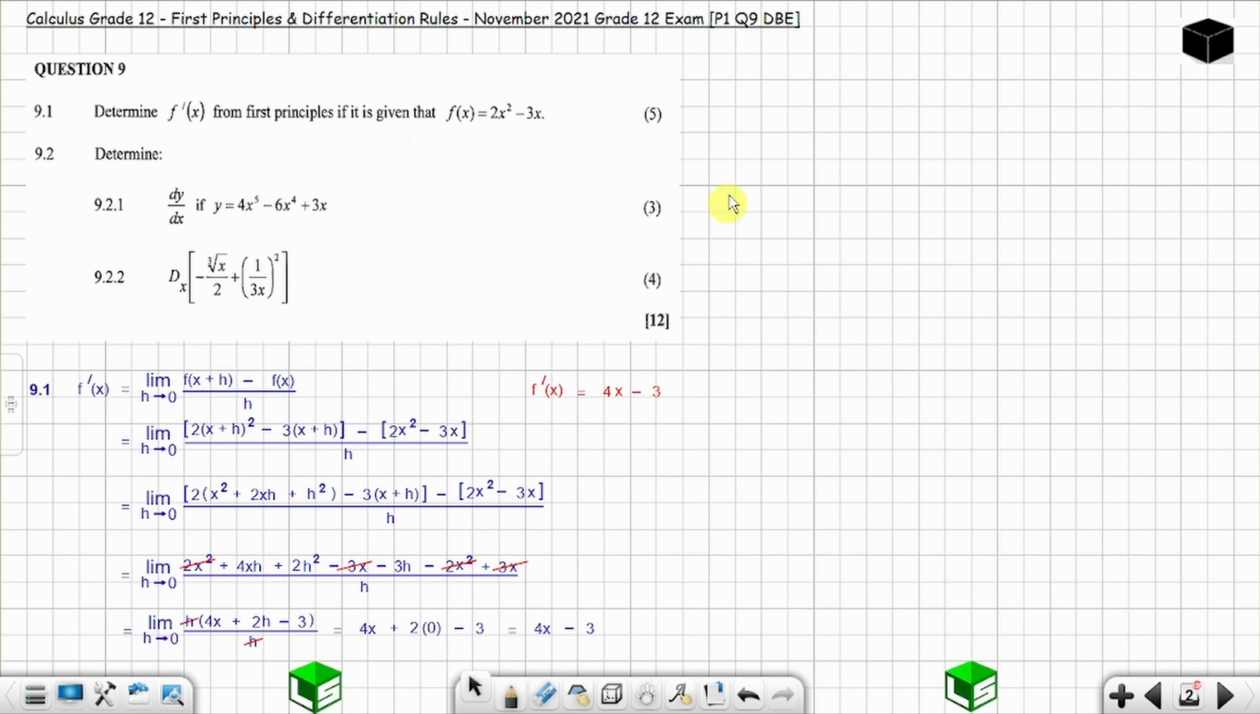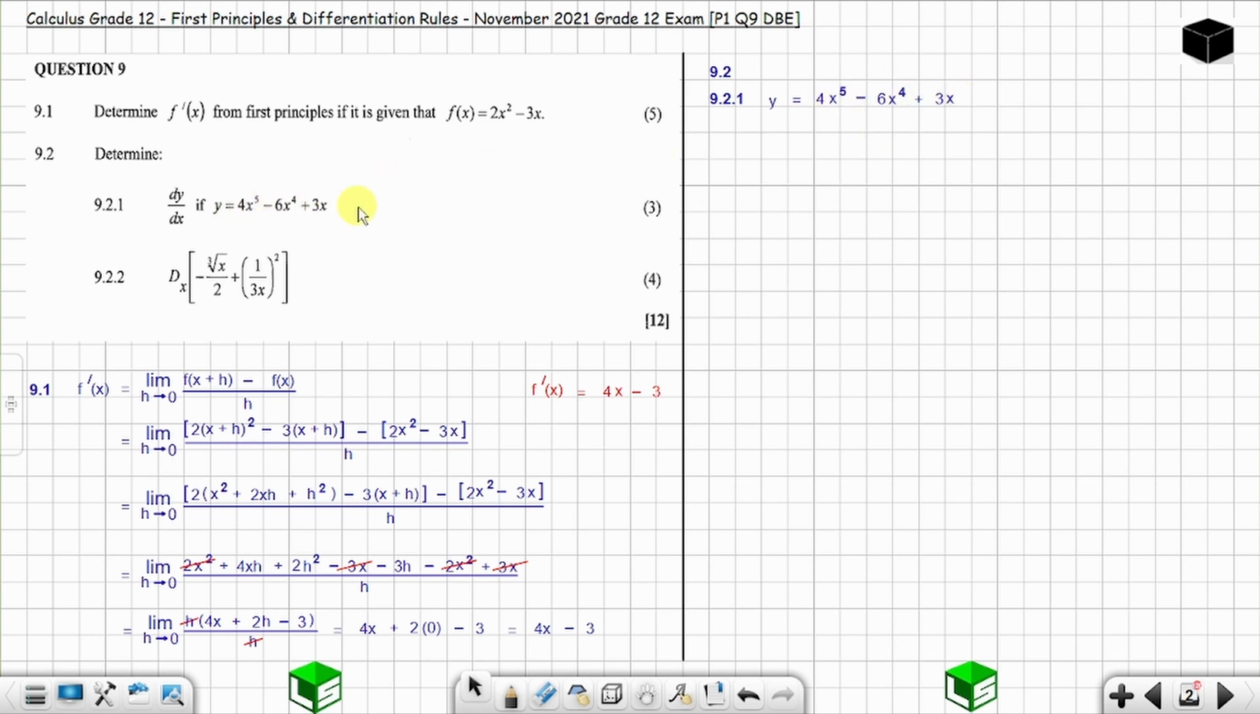Now question 9.2, and 9.2.1. Determine the derivative of y with respect to x if y is equal to this. The question is 3 marks. You are given y is equal to this.